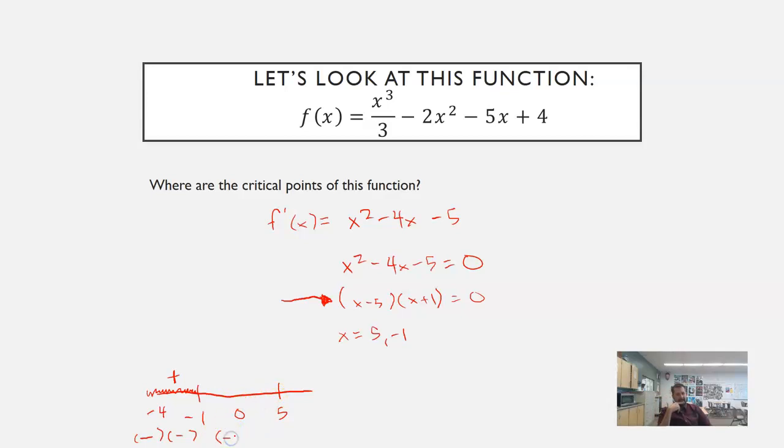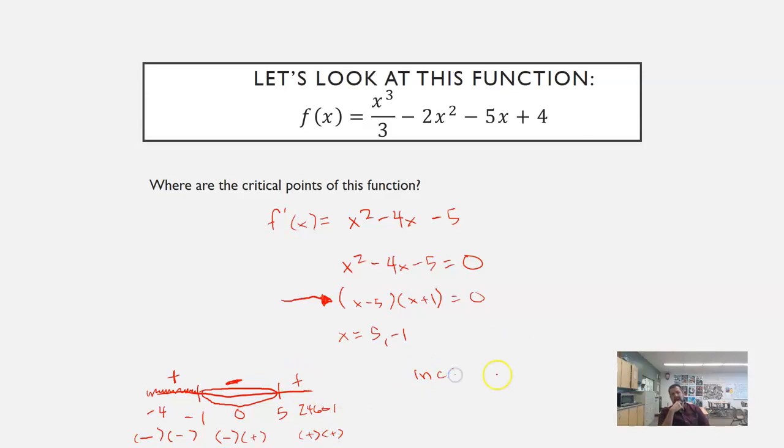If I were to choose a number between -1 and 5, something like 0, I take that and I plug it in. 0 minus 5 gives me a negative number. 0 plus 1 gives me a positive number. A negative times a positive gives me a negative number, which means between -1 and 5, I now know my function is decreasing. And if I choose a number bigger than 5, let's go with like 24601, I take that, I plug that in, and I get 2 positive numbers, which means my function is increasing again.